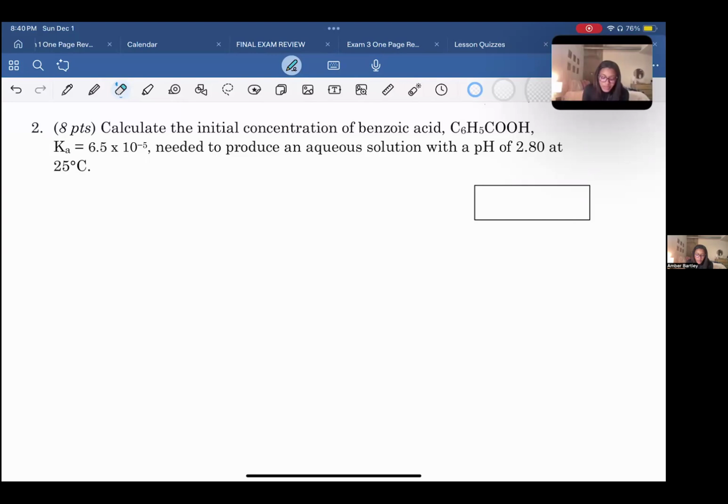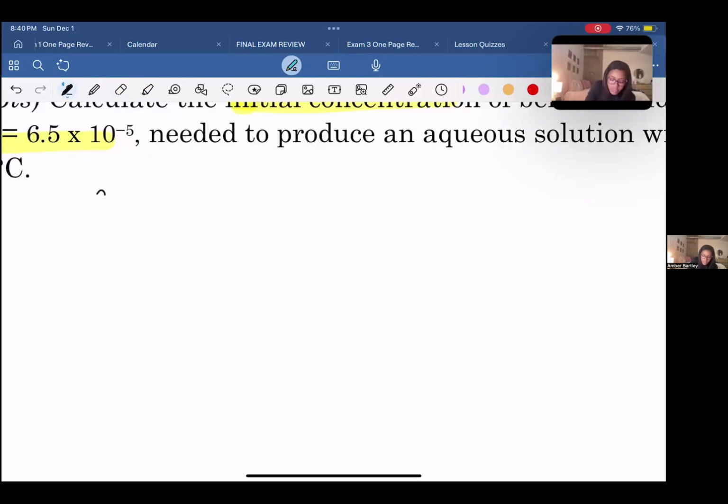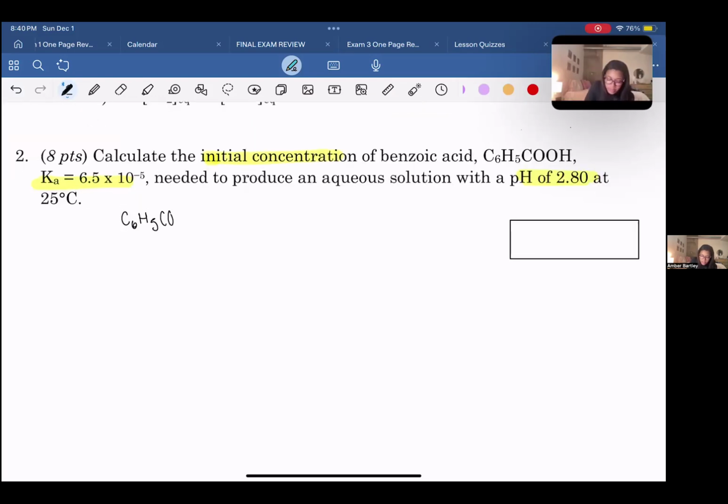So in this question, we are going to calculate the initial concentration of this weak acid that is needed to produce an aqueous solution with a specific pH. So I would start by highlighting the key information in the problem. So we're trying to find the initial concentration. We know this Ka value, and we're given the pH. So because we know that we're trying to produce this in an aqueous solution, we know that this acid is going to react with water. So we can write a balanced equation.